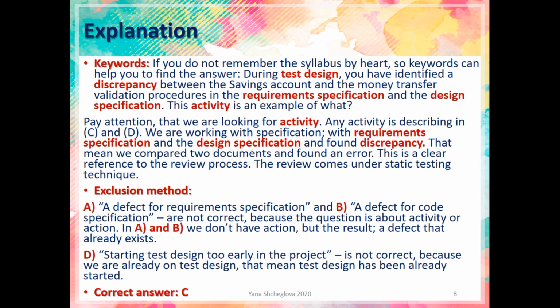Exclusion method. A and B are not correct because the question is about an activity or action. In A and B, we don't have any action or any activity, but we have the result, a defect that already exists in documentation. D is not correct because we are already in test design. That means test design has already started. So again, as we see, we have correct answer C.